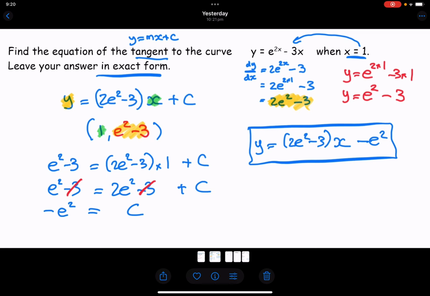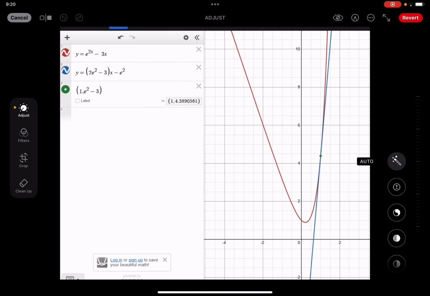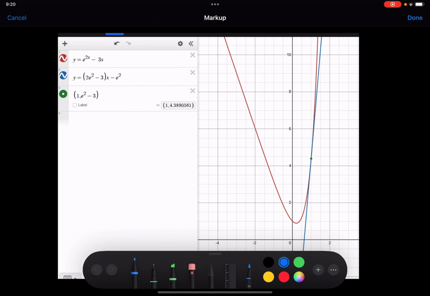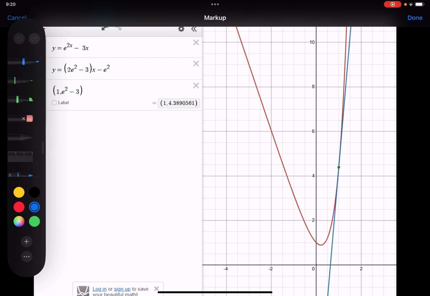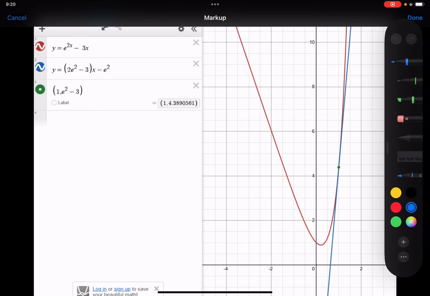Just to show you what that looks like graphically. Here in red, you can see we've got the curve e to the power 2x minus 3x. And in blue, we've got the equation of the tangent, which I just worked out. And then you can see we've got the point 1, e squared minus 3 marked on to my graph here. And you can see that, yes, the blue line is a tangent to the curve of the red line at that point.